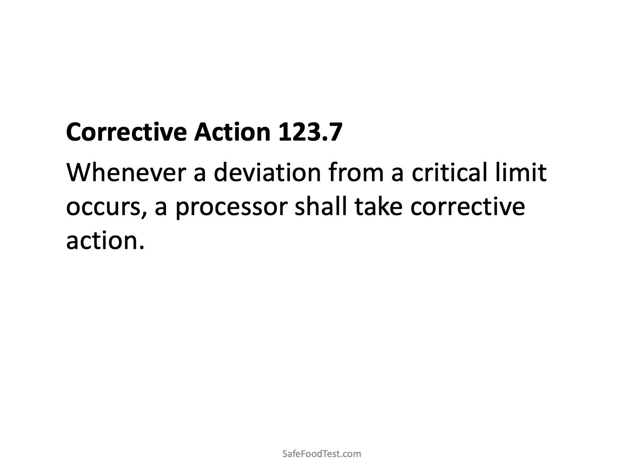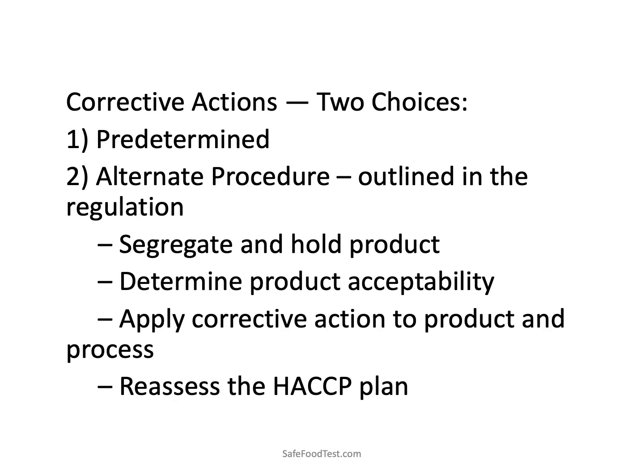Whenever a deviation from a critical limit occurs, a processor shall take corrective action. Corrective action, 123.7. There's going to be 3 parts to corrective action. Number 1, take care of the food. Number 2, restore the process. Number 3, be sure to document.